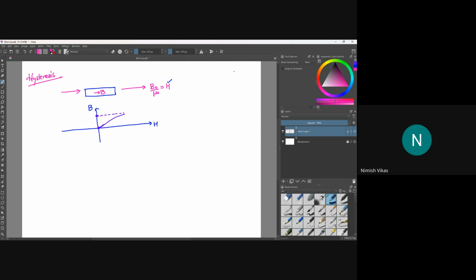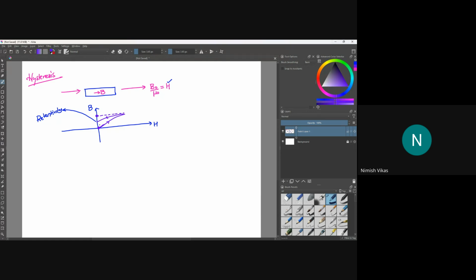Now, from then on, if you decrease H, you expect to return to the origin along the same graph. But what happens is the graph goes like this. If you decrease H and make it 0, it turns out that there will still be some magnetic field inside the material. That leftover, retained magnetic field is called retentivity. It's the magnetic field when H is equal to 0.